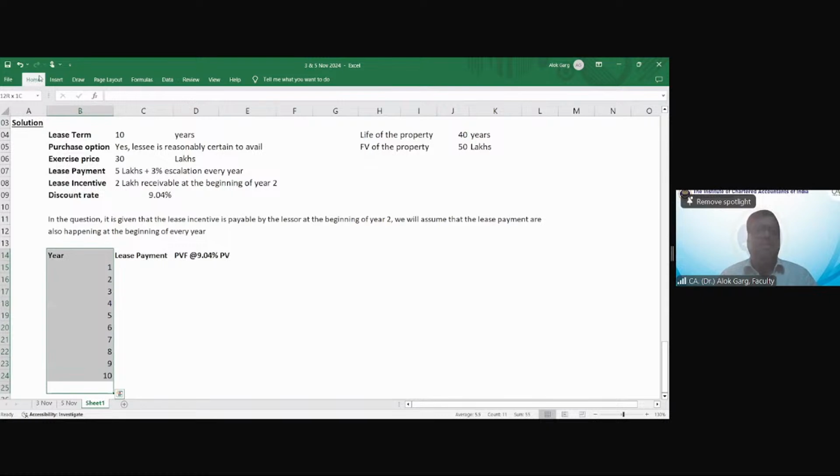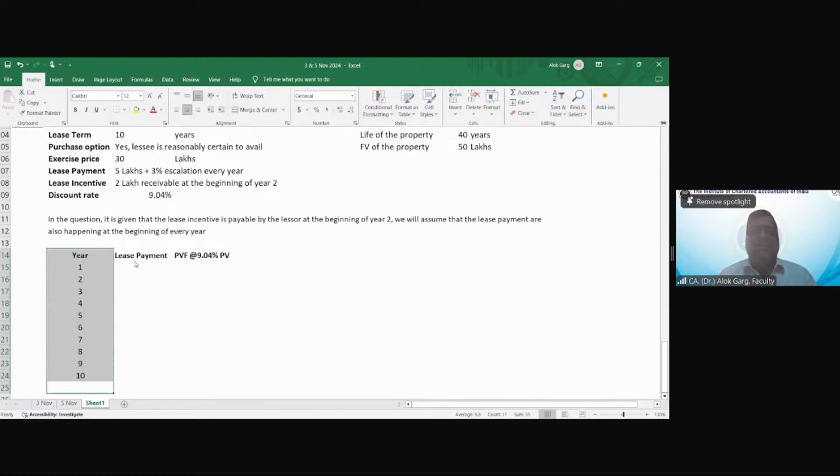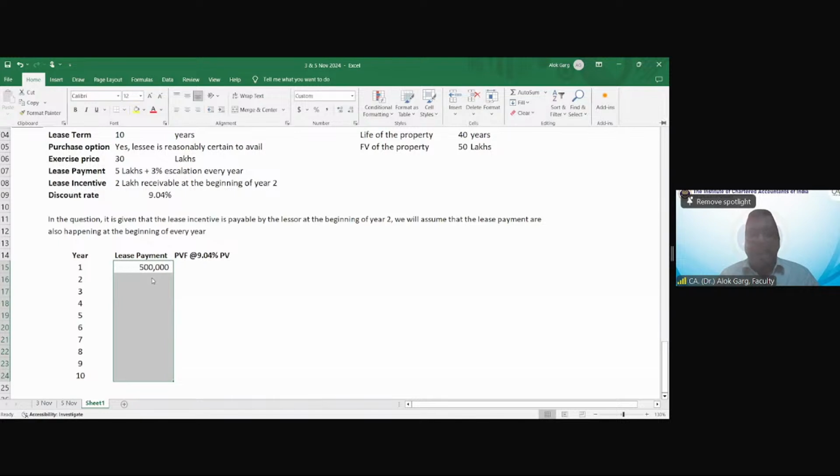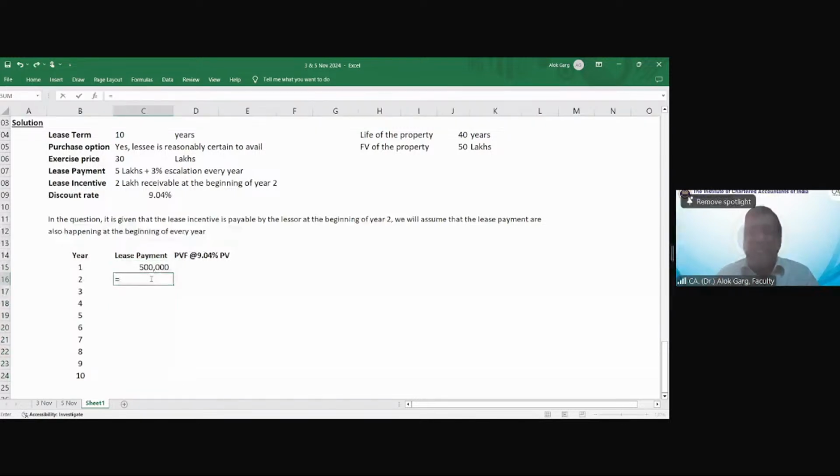This is the year. Just a minute. What is my lease payment? My lease payment in the first year is 5 lakh. Then what is the escalation? Escalation kitna hai? 3%. So what is the next year lease payment? Into 103%. Third year, 103%. Correct? So on and so forth.